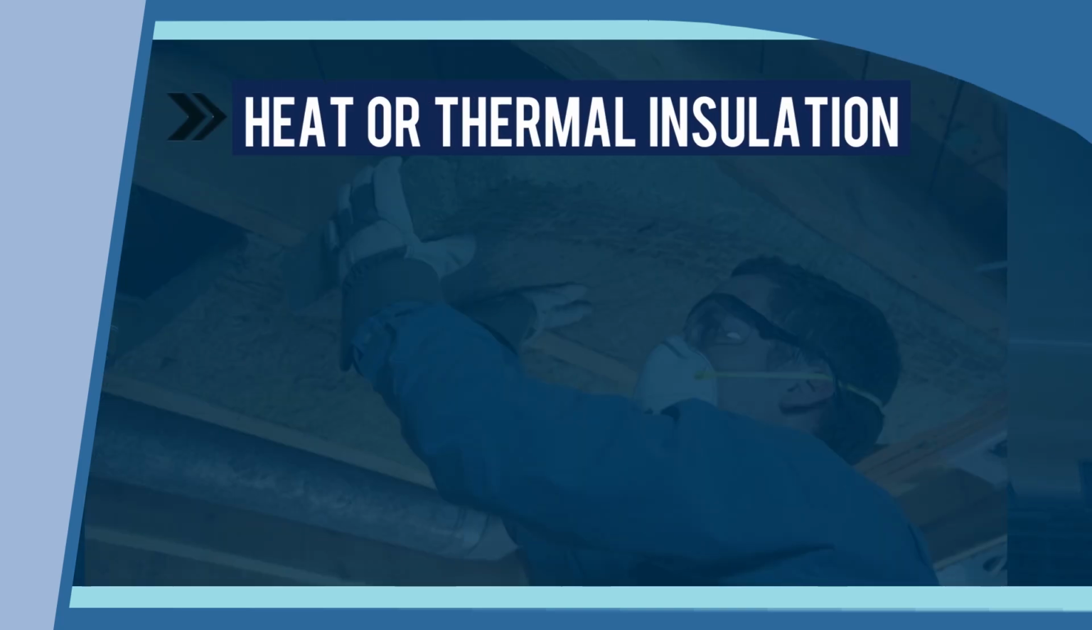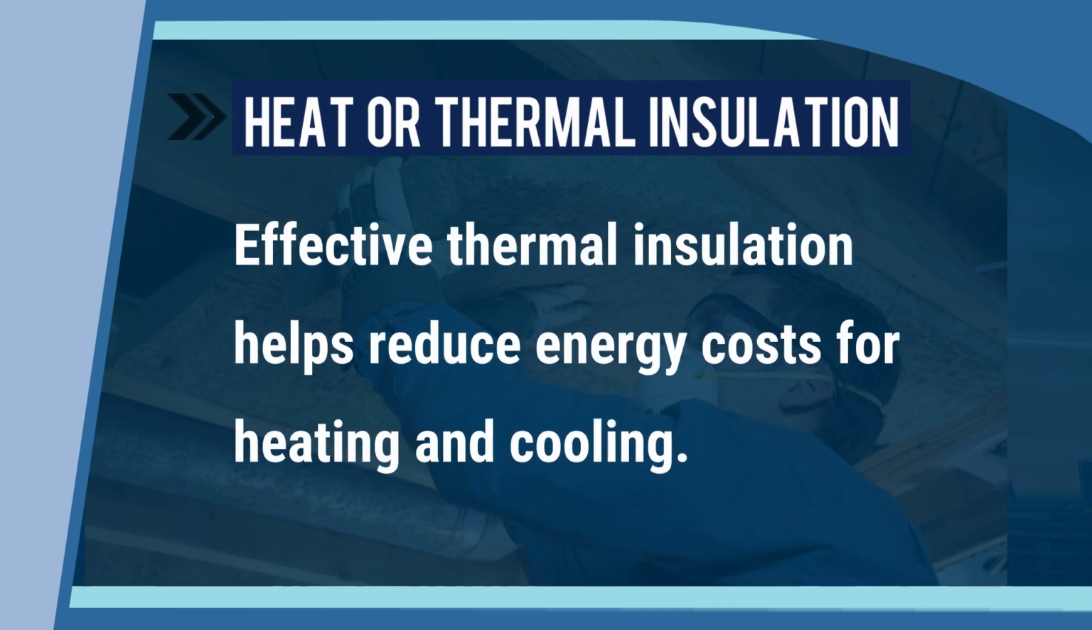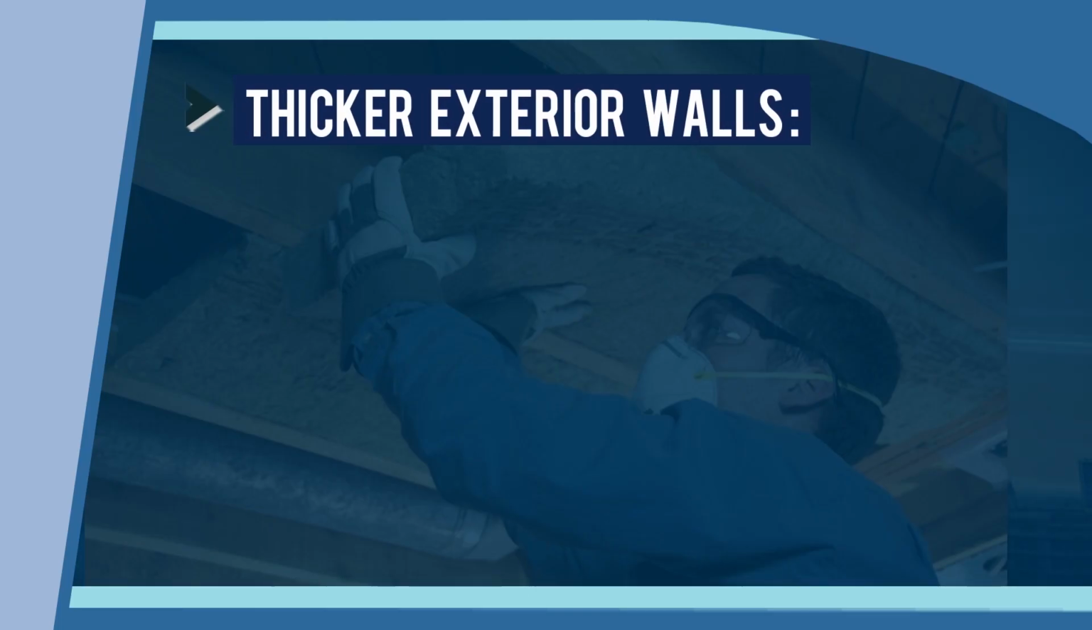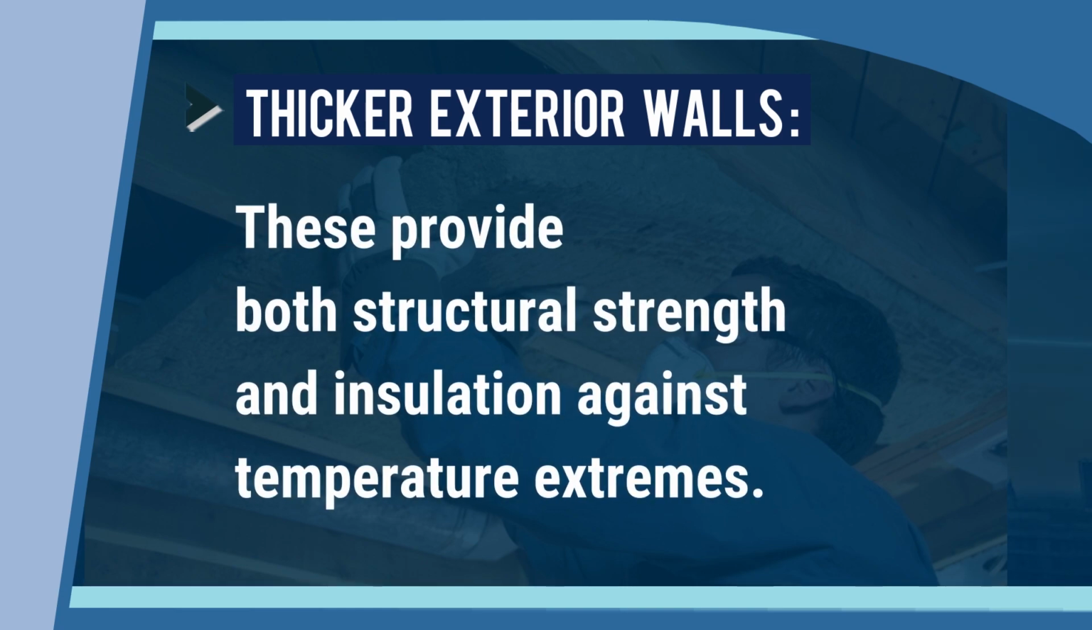Then the heat or thermal insulation. Effective thermal insulation helps reduce energy cost for heating and cooling. To achieve this, we should consider thicker exterior walls. These provide both structural strength and insulation against temperature extremes.